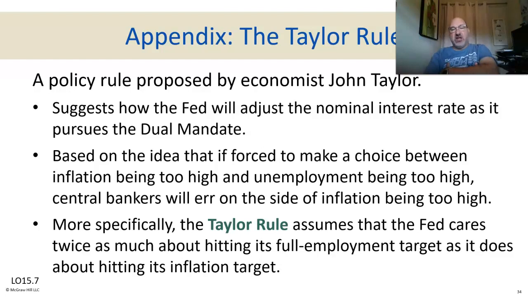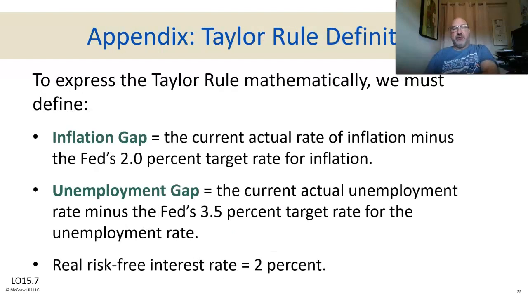So it's based on the idea that if forced to make a choice between inflation being too high and employment being too high, bankers always err on the side of inflation being too high. So more specifically, the Taylor rule assumes the Fed cares twice as much about hitting its full employment goal as it does about hitting its inflation goal.